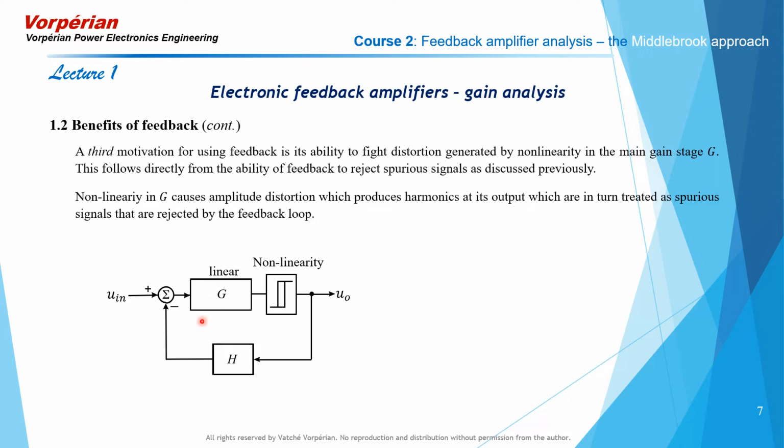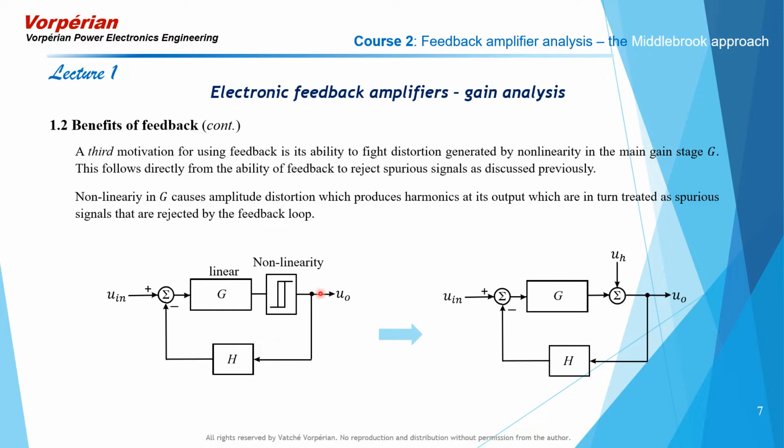These two together form the plant with some nonlinearity. It's separated into its linear part and nonlinear part, represented by this little hysteresis. Now, the nonlinearity will generate harmonics at the output here, and these harmonics can be treated as spurious signals being injected into the system. And the feedback loop will reject all of these harmonics as spurious signals. And this is how feedback will fight distortion in the main plant G.